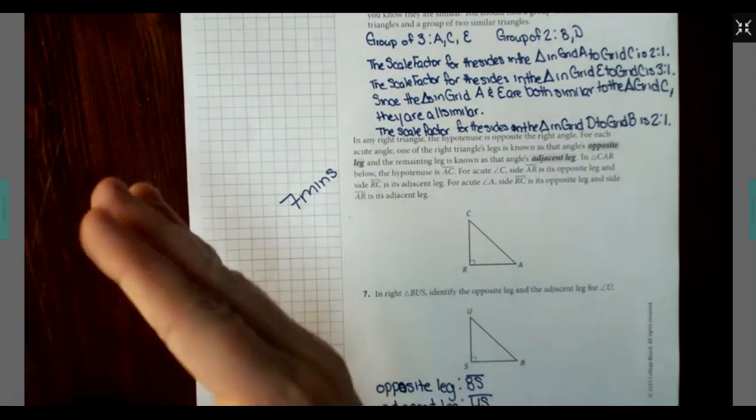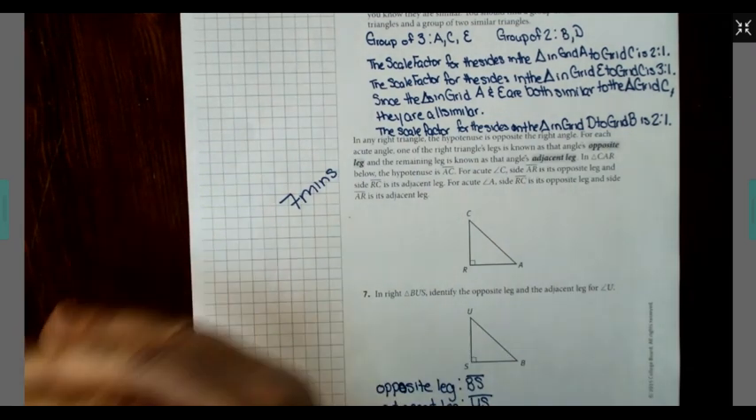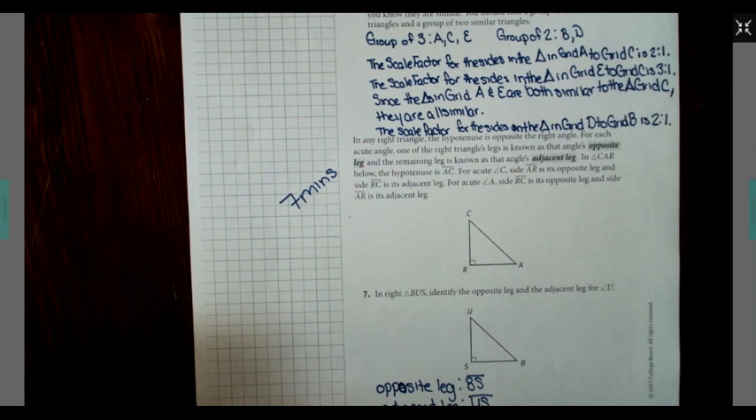The scale factor for the sides in triangle in grids D to grid B is a 2 to 1. So that means everything was multiplied by the same number to go from one triangle to the next. So my sides are proportional.